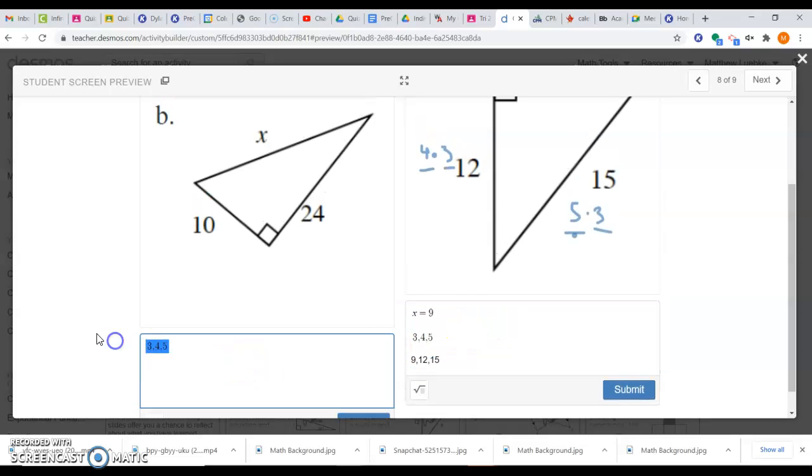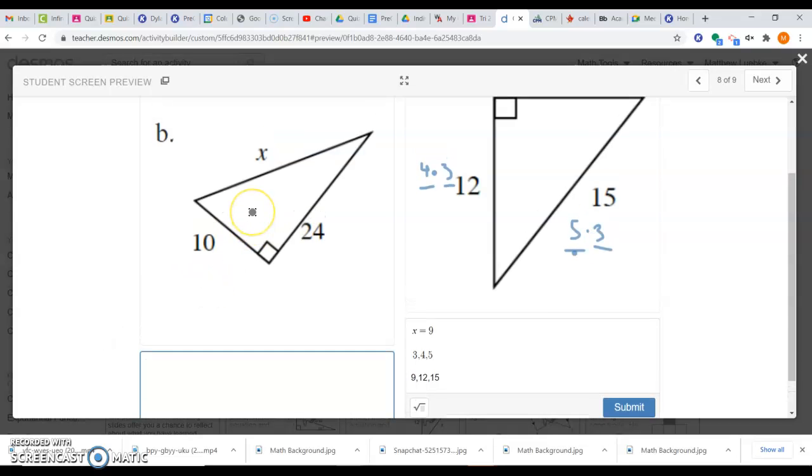Okay, let's take a look at B to see another example. Again, I'm looking to see, does it meet one of my Pythagorean triples? What I notice here is I have a leg that's 10, a leg that's 24, and I'm missing the hypotenuse. I see that 10 is 5 times 2, and 24 is 12 times 2. So again, same multiplier, times 2 both times. And I have 5 and I have 12.